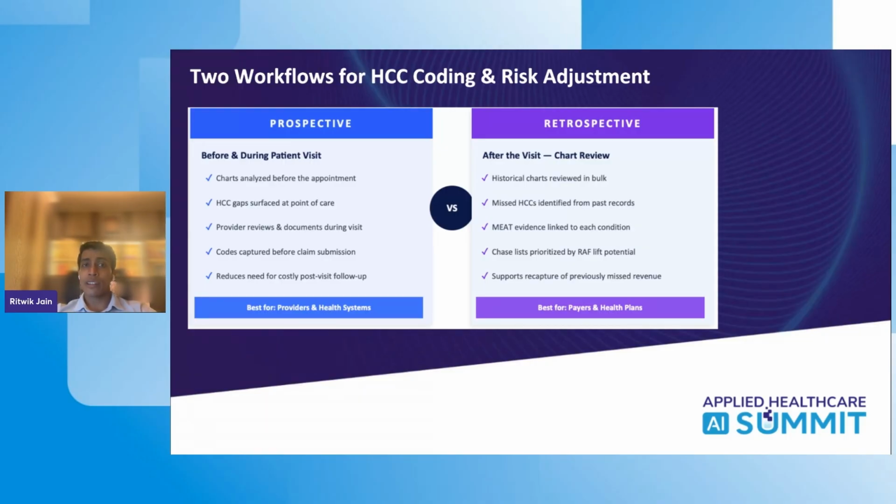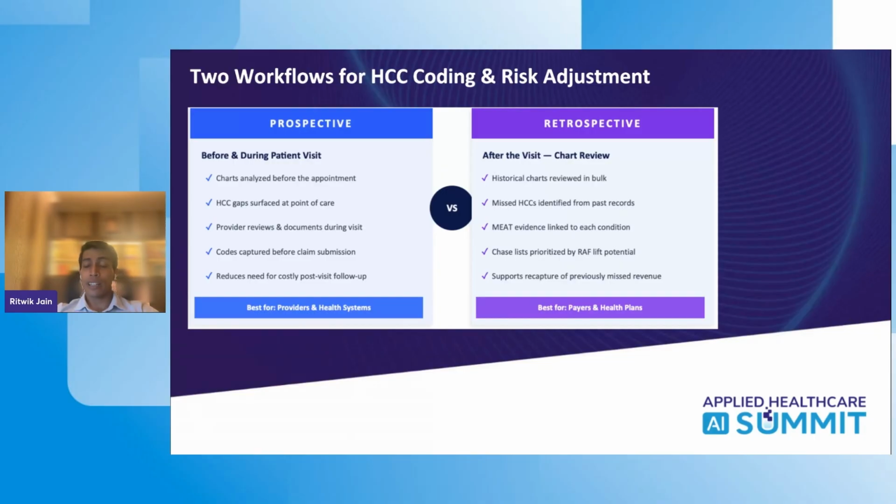Retrospective is where most organizations are today. After the encounter closes, teams usually go back through the historical charts in bulk, find the missed HCCs, link them to the evidence, and prioritize a chase list by documentation lift potential. It is systematic, it scales across larger member populations, and it recovers revenue that would otherwise be left on the table. For payers and health plans managing hundreds of thousands of members, this is an essential workflow.